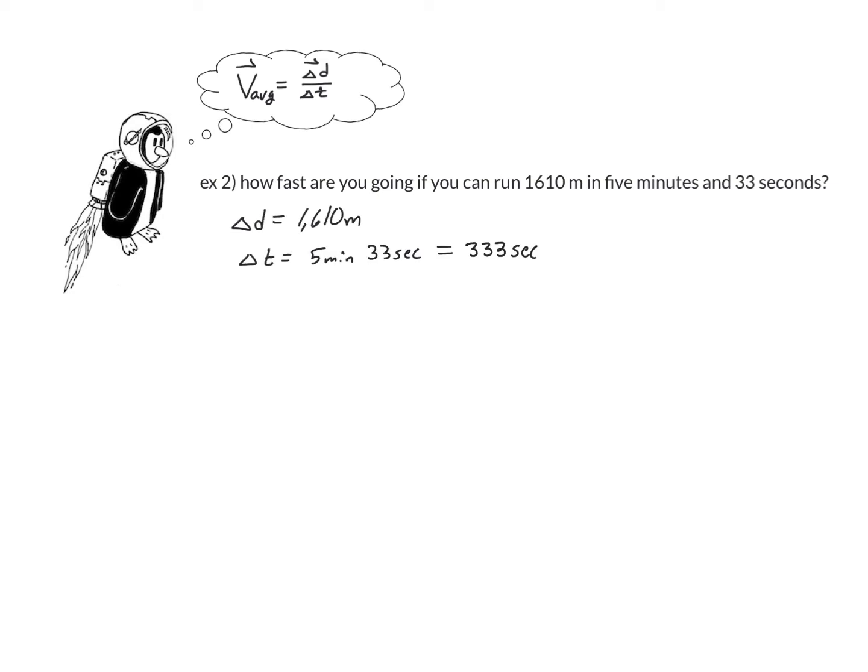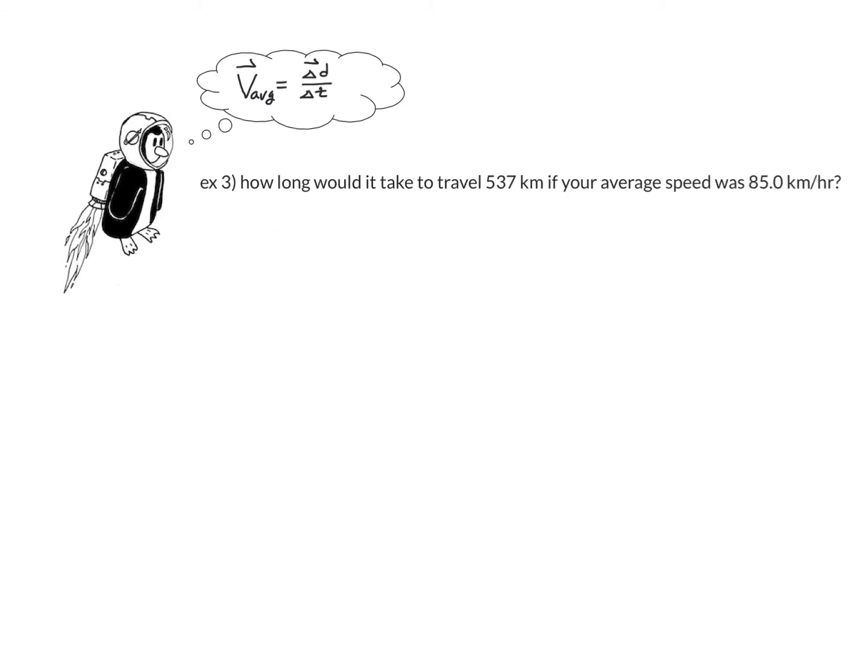Using our equation, we have v average gives us delta D over delta T. In this case, 1610 meters divided by 333 seconds. We plug this in and round it to the correct number of sig figs, 3 in this case. We get 4.83 meters per second. Let's do one more example.